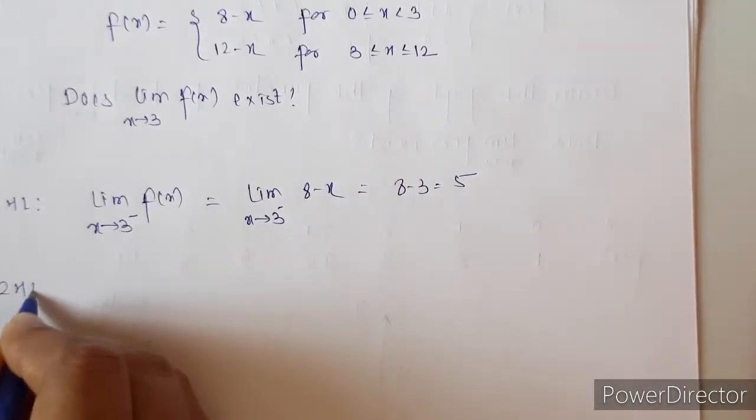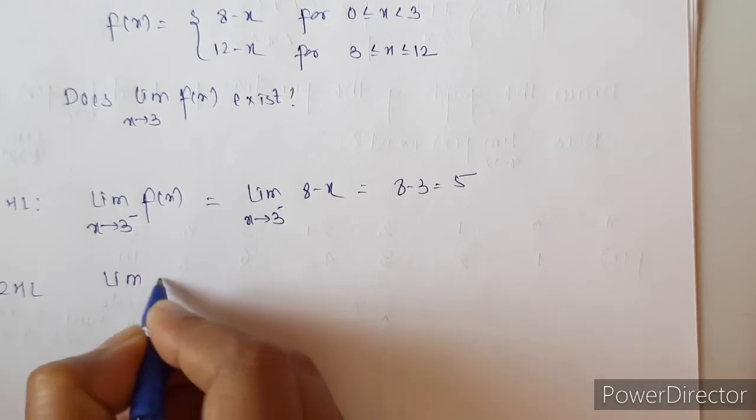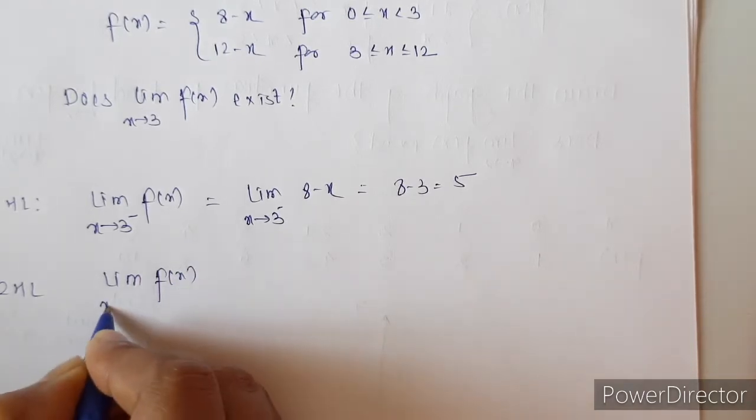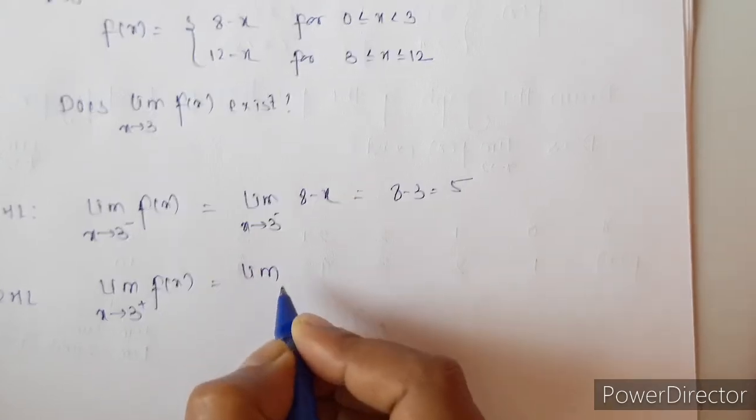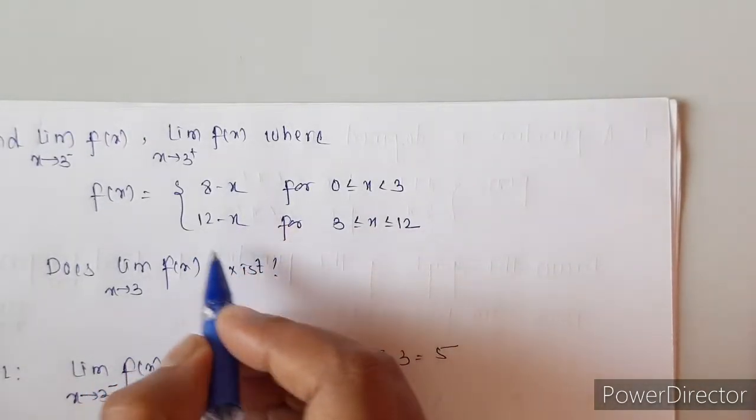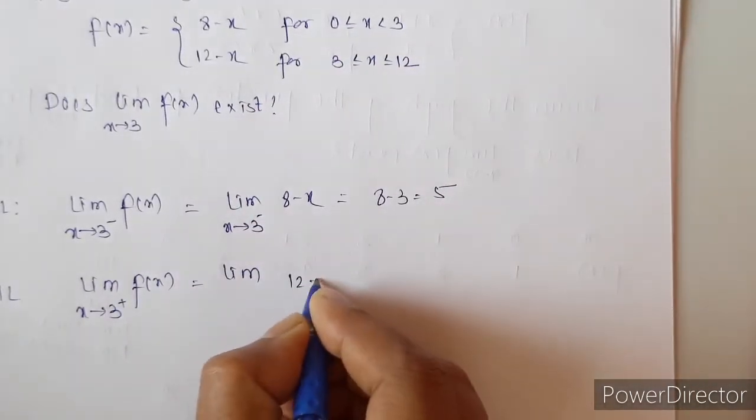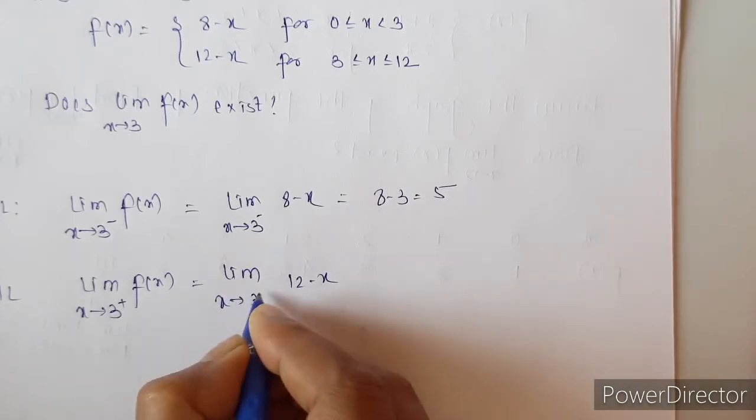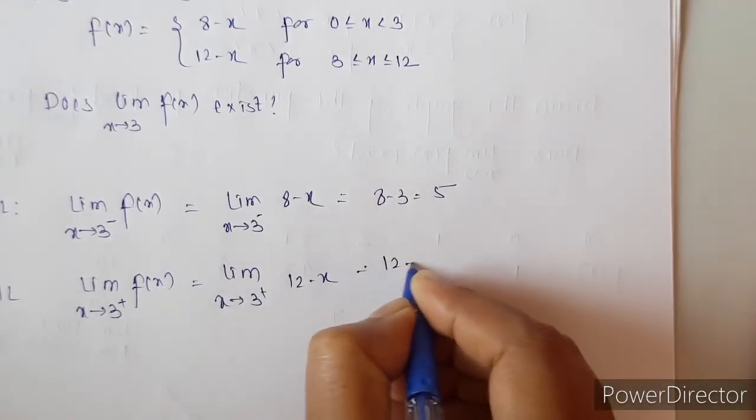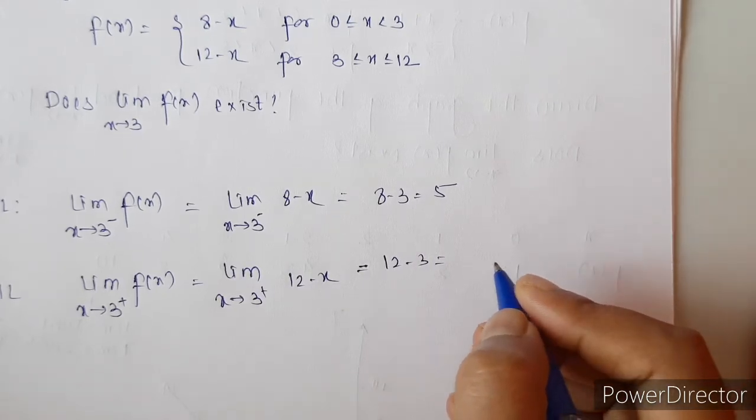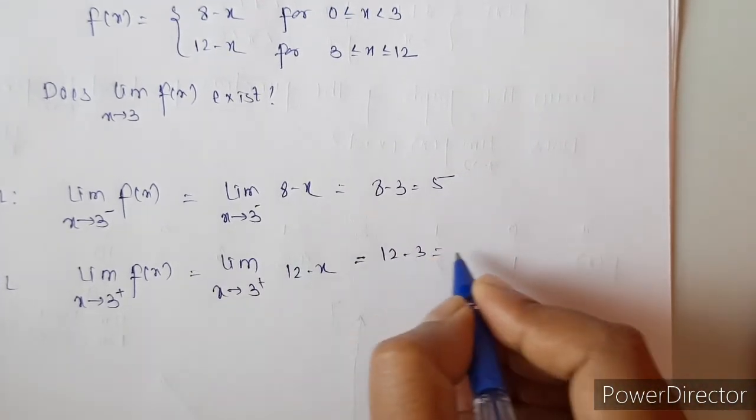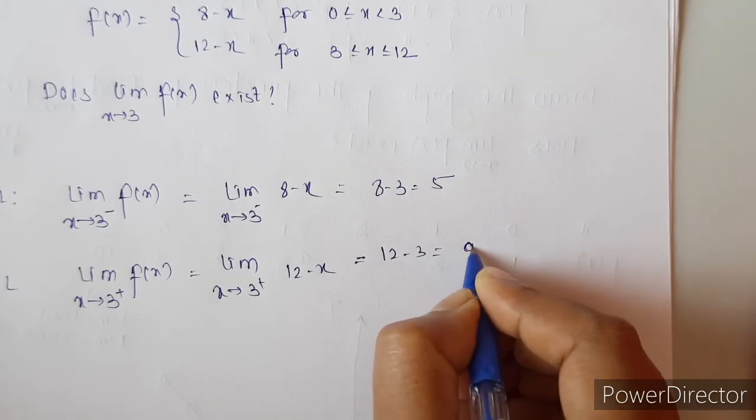Now right hand limit, again limit of a function when x is going towards 3 from right hand side. So this will be second function for right hand side. It is 12 minus x when x is going towards 3 from right hand side. It is 12 minus 3, which is nothing but 9.